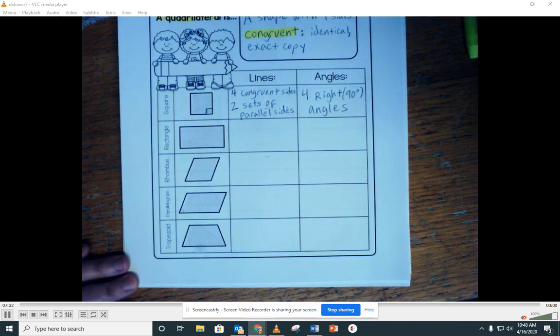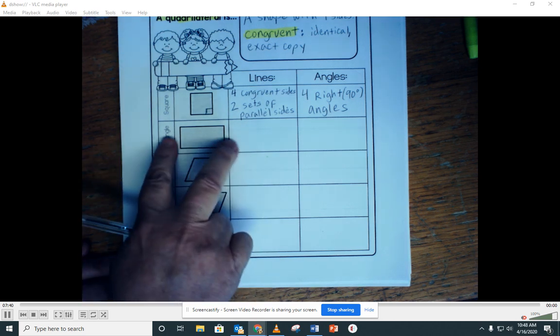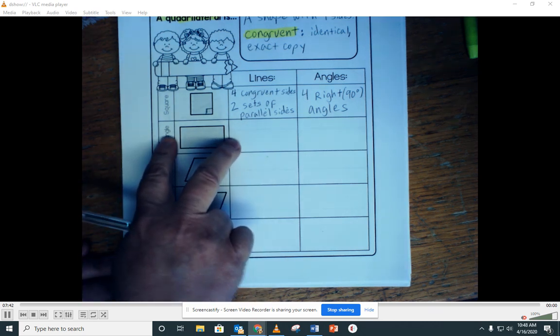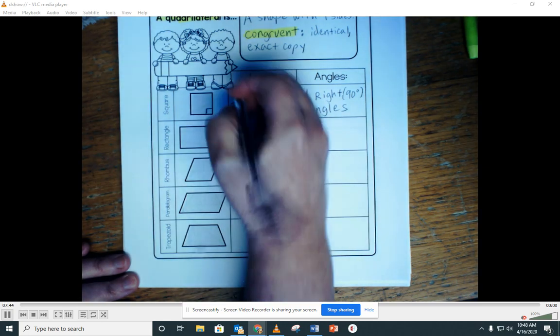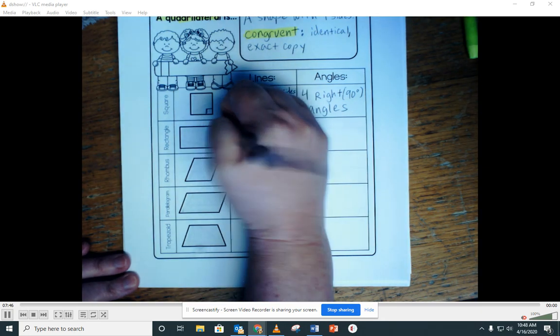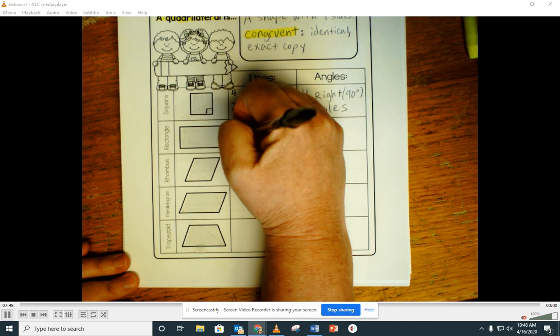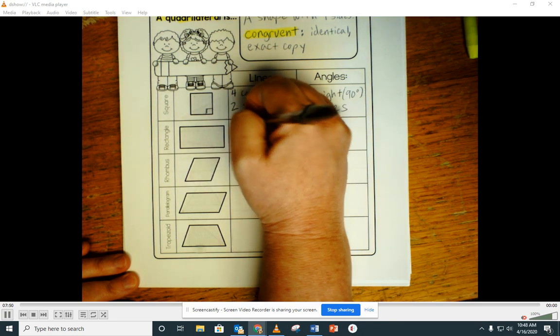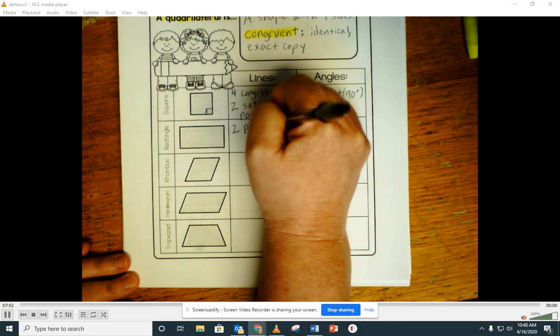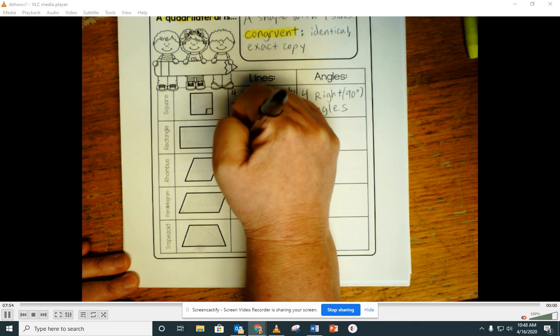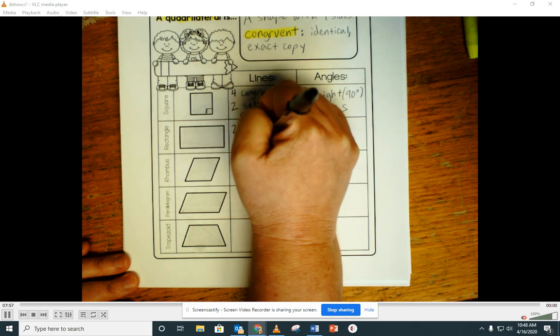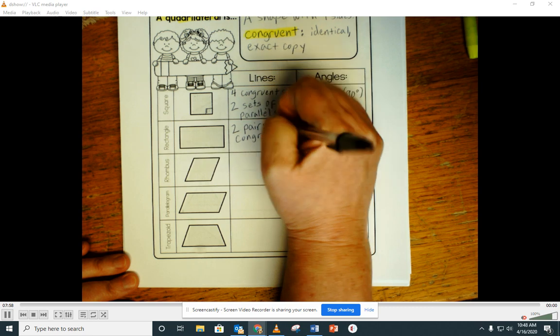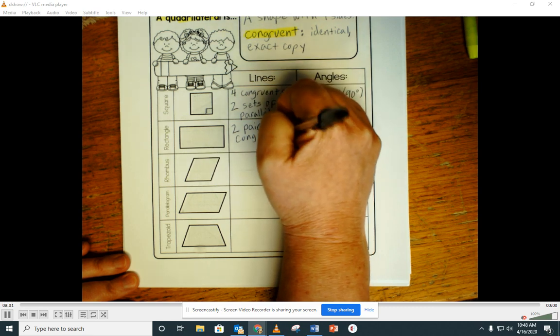Okay, let's look at the rectangle. Very similar to the square. We have two pairs of congruent sides. This pair, they are identical, and the top and the bottom are identical. So we have two pairs or sets of congruent sides.